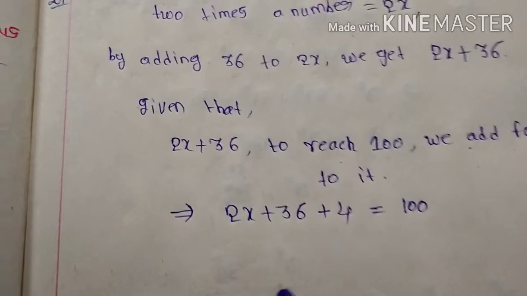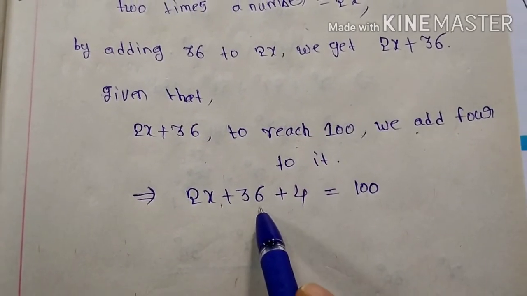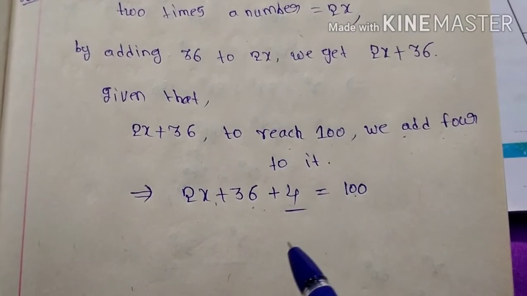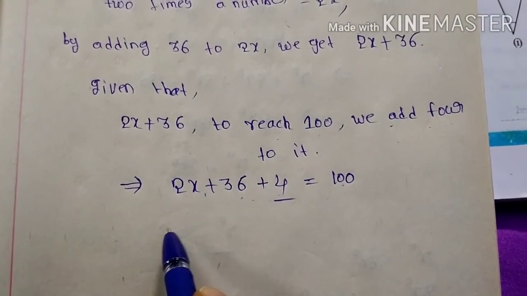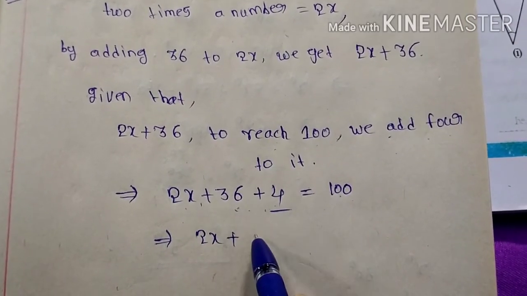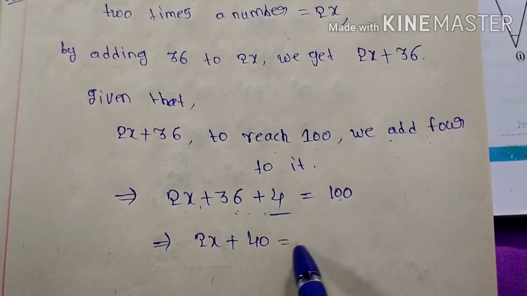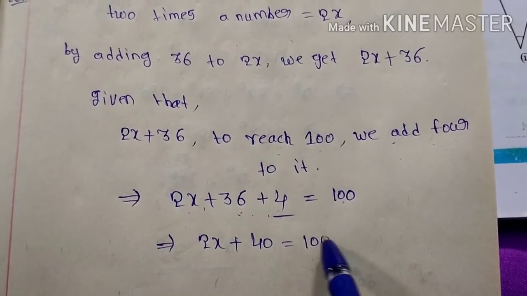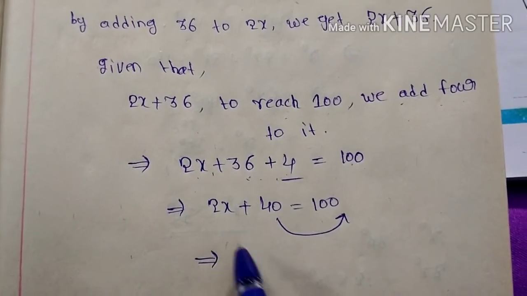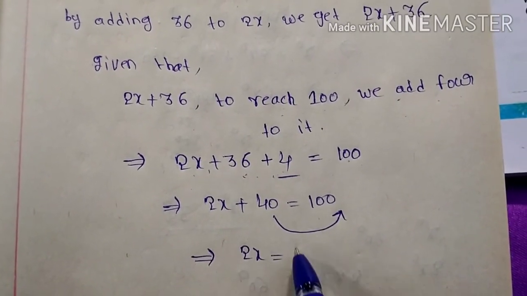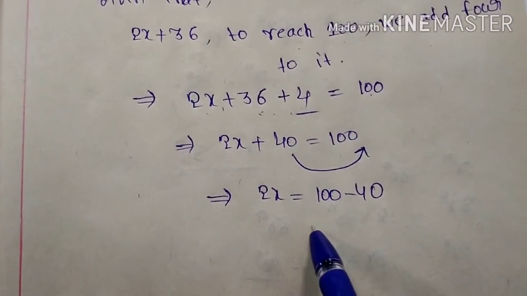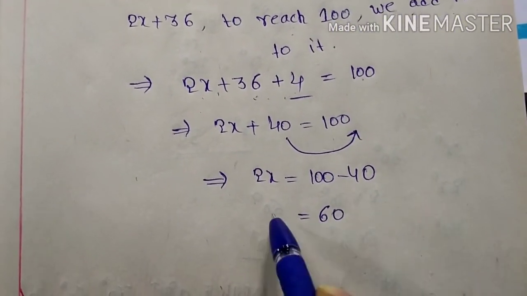Now this is a simple equation or not? Yes. 2x plus 36 to reach 100 you still need 4 or not? Yes. This is a simple equation. From this you can solve the problem. See here 2x plus 36, plus 4. 36 plus 4 is 40, here 100. You can transpose 40 to RHS. Implies here 2x is equal to 100 minus 40. 100 minus 40 is how much? 60.